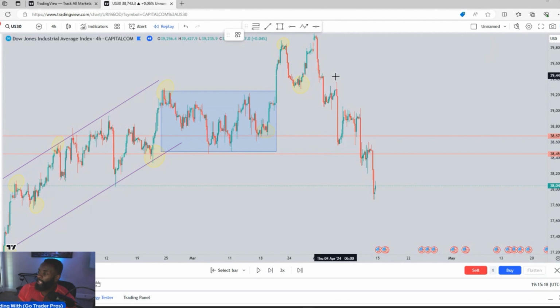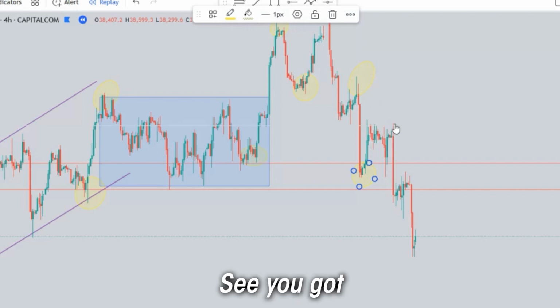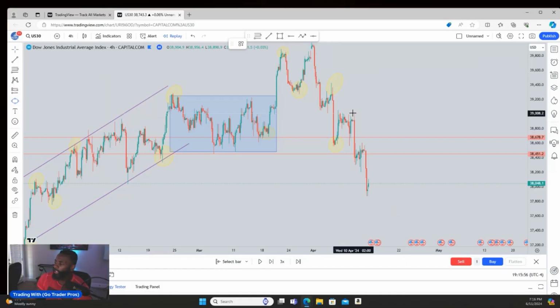It came back up and gave us a lower high here. Lower high, this is a lower low, and it came back up. See, you got so many ways you could have came back in, and then here we go. We got a higher low, right?